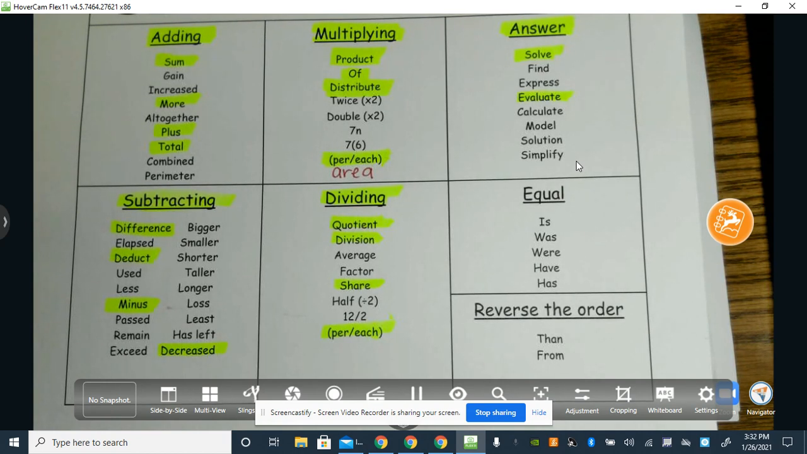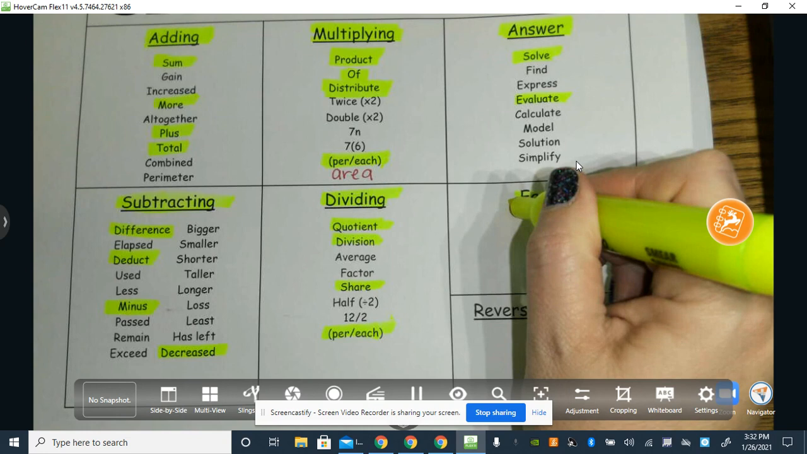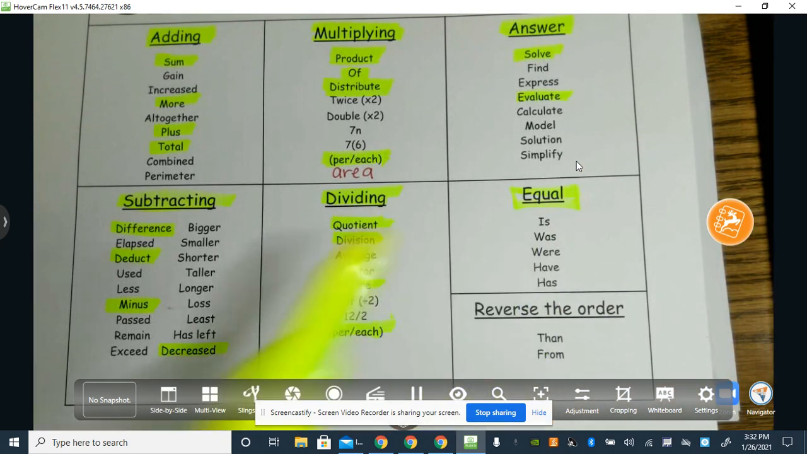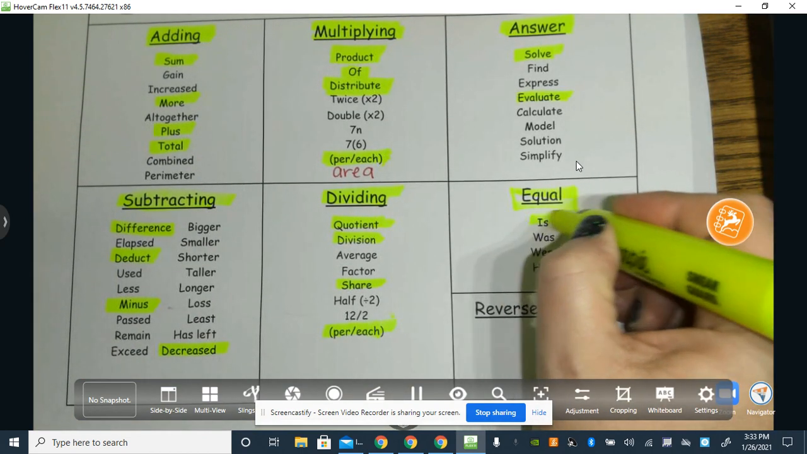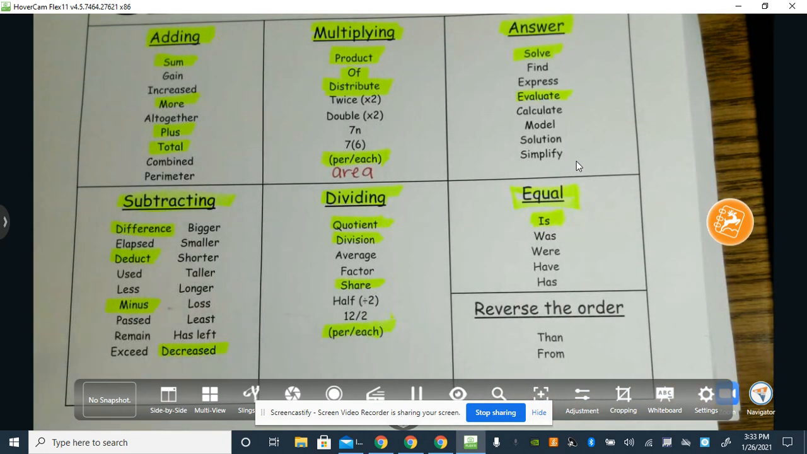In words, clue words that mean equal are is, was, were, have, has. And the big word, which is really little, that means equal is "is." We see that one a lot. Okay?